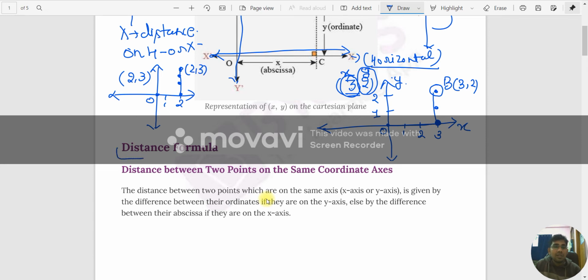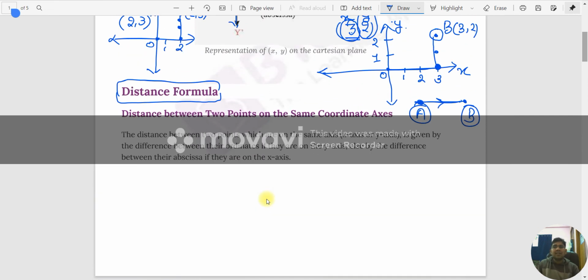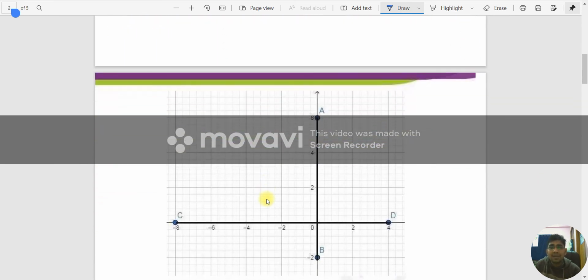Okay, now come to the distance formula. So what is the distance formula? Suppose you are standing here and your friend is standing here. The minimum distance between you and your friend, the minimum distance by which you can approach your friend and your friend can approach you, by whichever path you can approach each other, is called the distance. So for Cartesian coordinate geometry, for the distance formula, we have an approach.